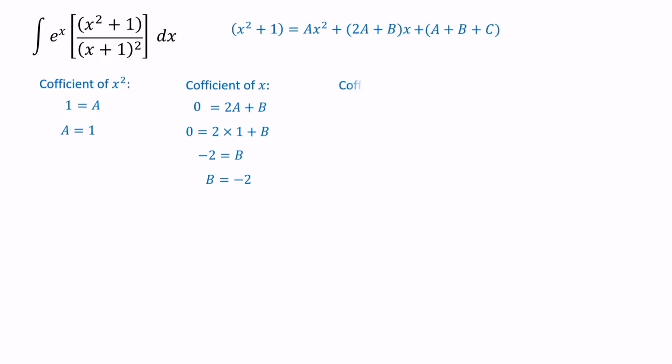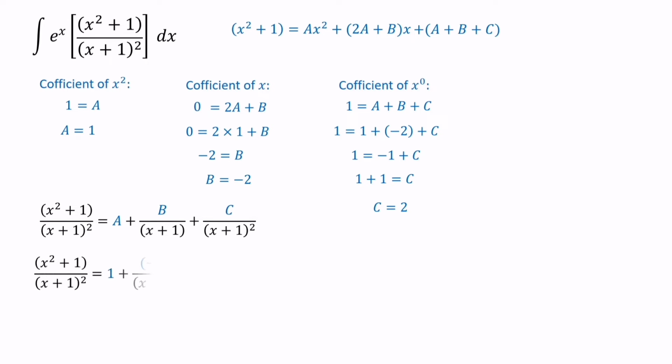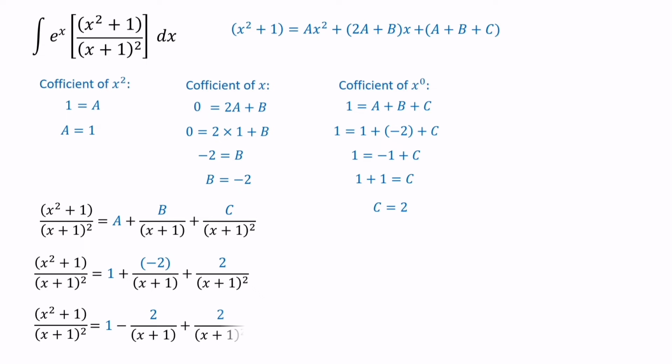We can compare the coefficient of x to the power of 0, or constant terms. Left hand side is 1, right hand side is A plus B plus C. We already know the value of A and the value of B, so we can find the value of C as 2. Since we know the values of capital A, B and C, we can write the partial fraction of (x squared plus 1) over (x plus 1) perfect square as 1 minus 2 over x plus 1 plus 2 over x plus 1 perfect square.